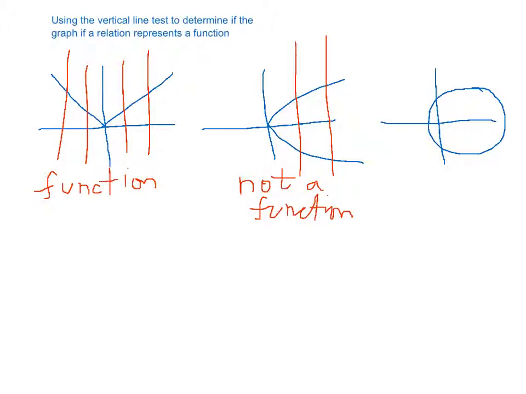So this is not a function. And similarly, this one looks like a circle, and it's very easy to draw a line which hits more than once. So this also is not a function. So the last 2 are relations because they are sets of ordered pairs, but they are not a function. All right, so there's the vertical line test helping us out.